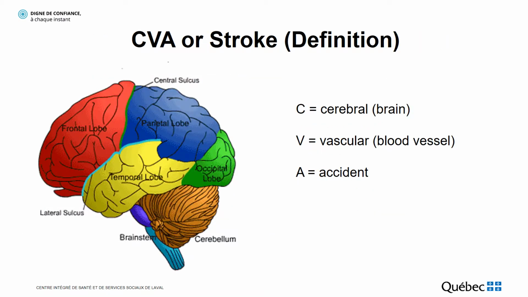The medical term for stroke is cerebral vascular accident, or CVA. It means that there was an accident or injury to the blood vessels in the brain. As you can see in this picture, the brain is divided into different lobes or sections. Each of these lobes are responsible for different functions in our body, and depending on where the stroke is located, that will affect those functions. This will be later discussed in further detail in this presentation.